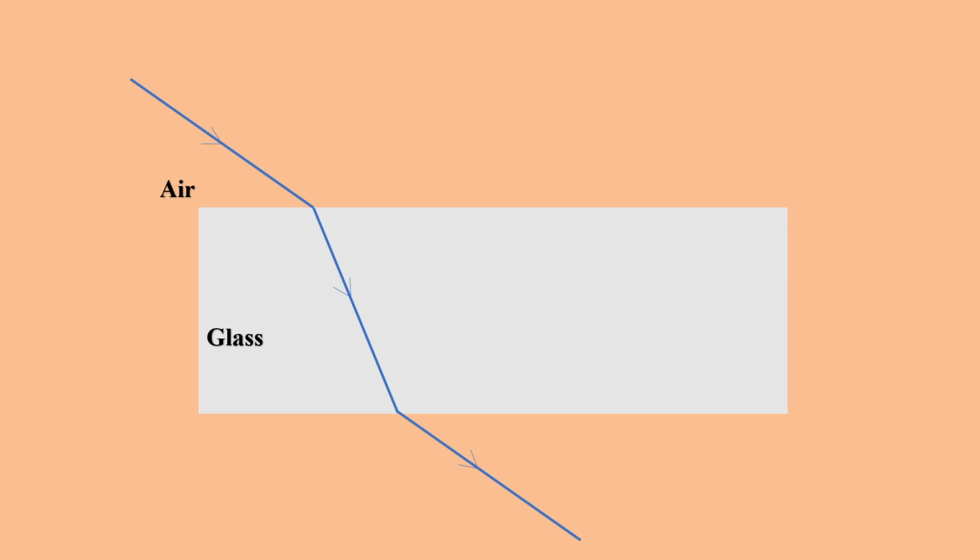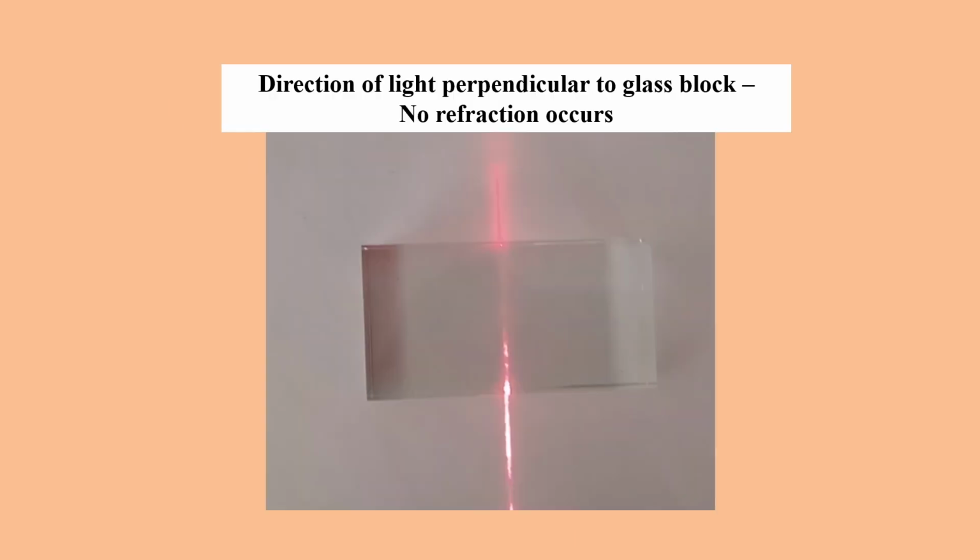Note that the light will not change direction if the ray of light is perpendicular to the boundary between the two media. In this case, the light is not refracted and moves straight through the glass. This can be shown again with a ray of laser light, which is shown perpendicular to a glass block, and as you can see, no refraction occurs.